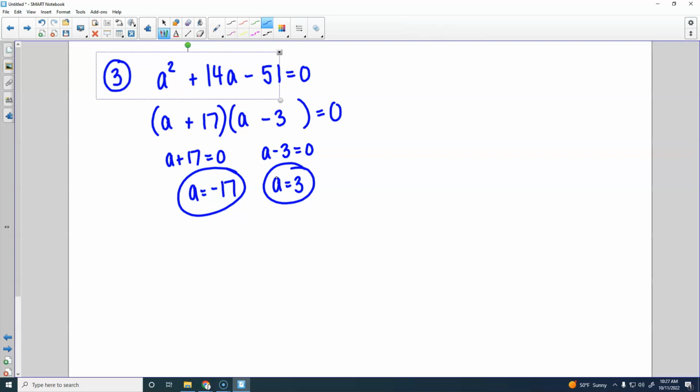Okay, so if you've got one that will factor, just factor it. Even though it says use completing the square, just factor it. That's fine. Several of these will factor, but you are going to have some that will not factor.